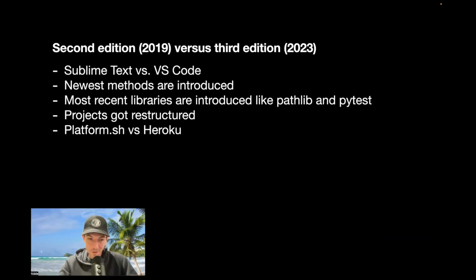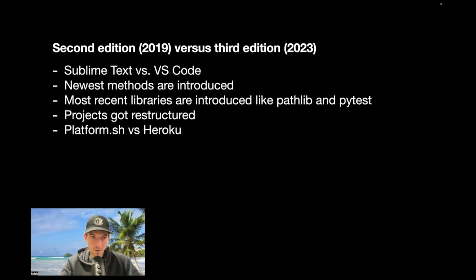Then the differences and similarities between the second and third edition. First of all, there's a difference between the text editor that we use and setup. In the third edition, we set up VS Code instead of Sublime Text. It is just a text editor, it doesn't really matter. But VS Code is more widely used nowadays, so it's a good thing that we have switched.